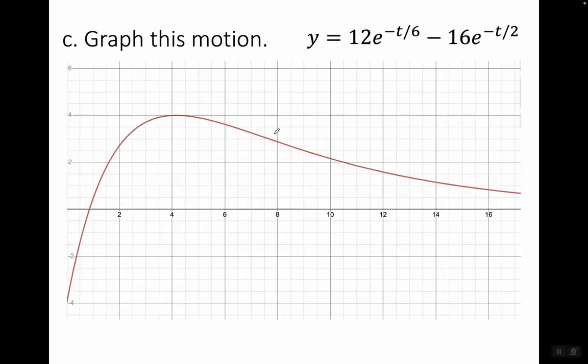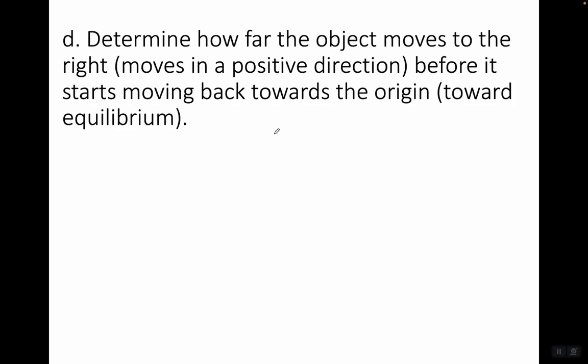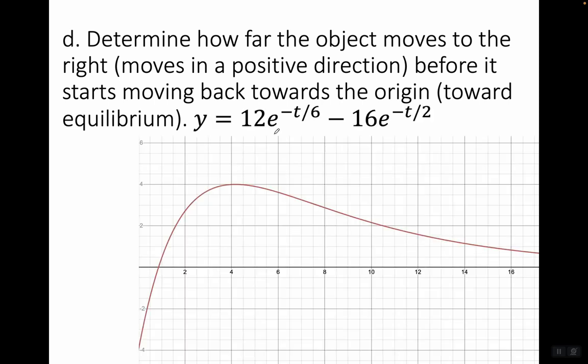Awesome. Graph this motion. That's what Desmos is for. That's what we end up with. Determine how far the object moves to the right, in a positive direction, before it starts moving back towards the origin, towards equilibrium. Well, based on the graph we saw a moment ago, it looks like it makes it as far as 4. The y-coordinate at this point appears to be 4. Coincidentally, that's the x-coordinate. Well, kind of. So I'd say 4 meters because that is the y-coordinate of this point.